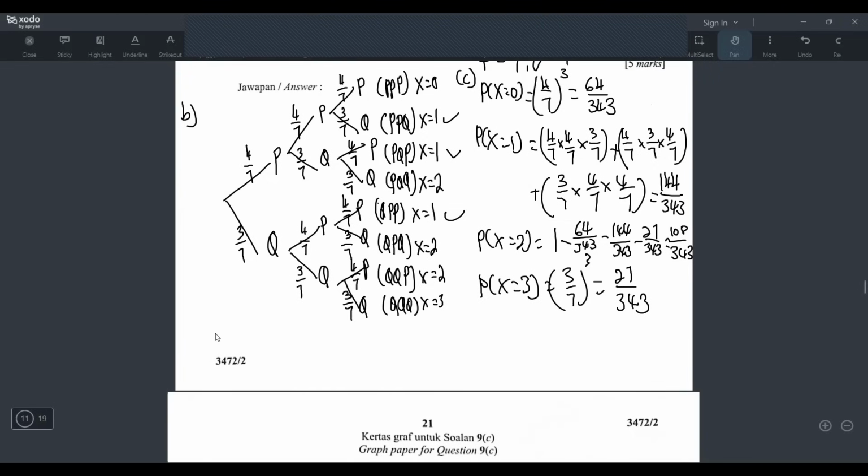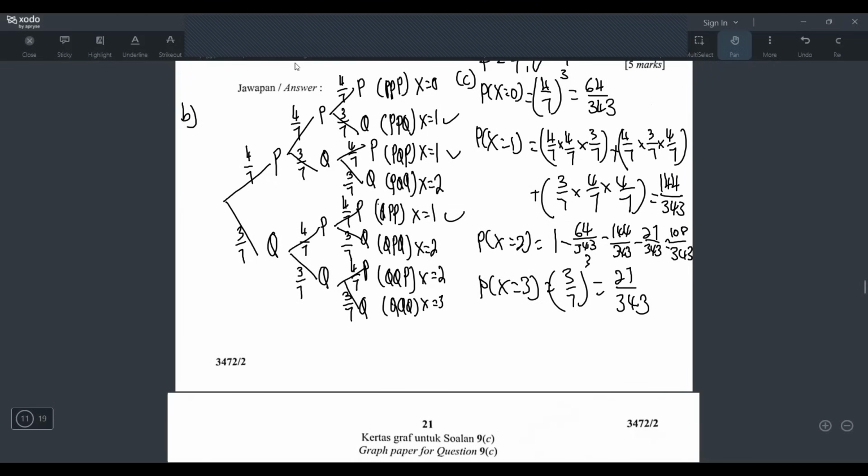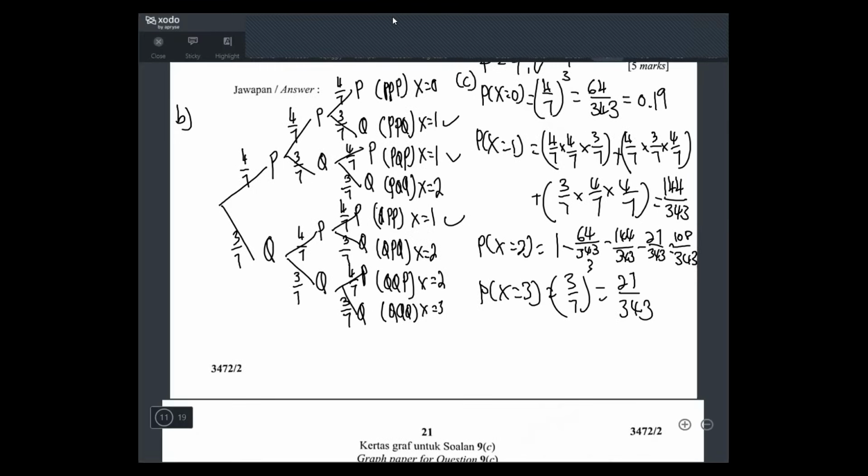Okay lah, let's change to decimal lah. I think change to decimal, and then write in 2 decimal place. Okay, so change to decimal. This will be what? 0.1819. Okay, I write in 2 decimal place only because I have to plot graph later.